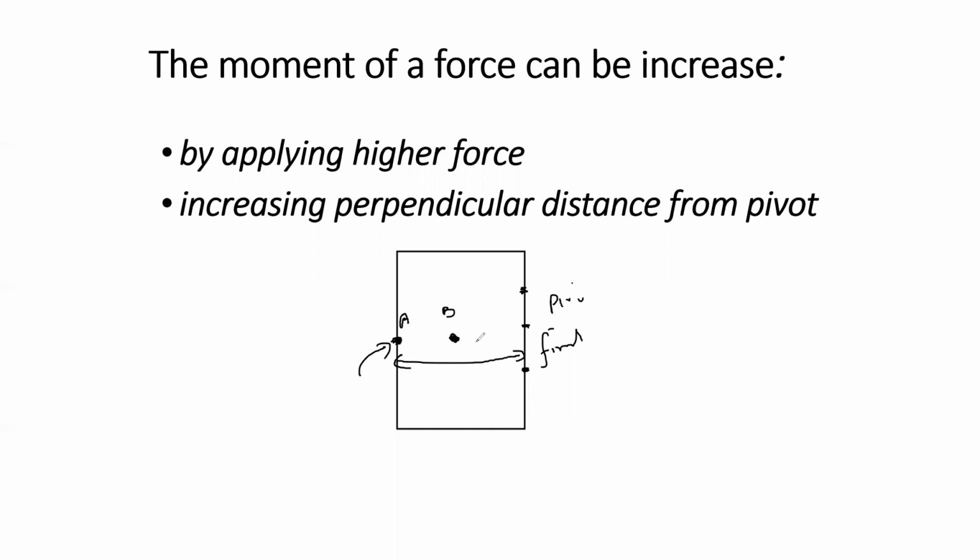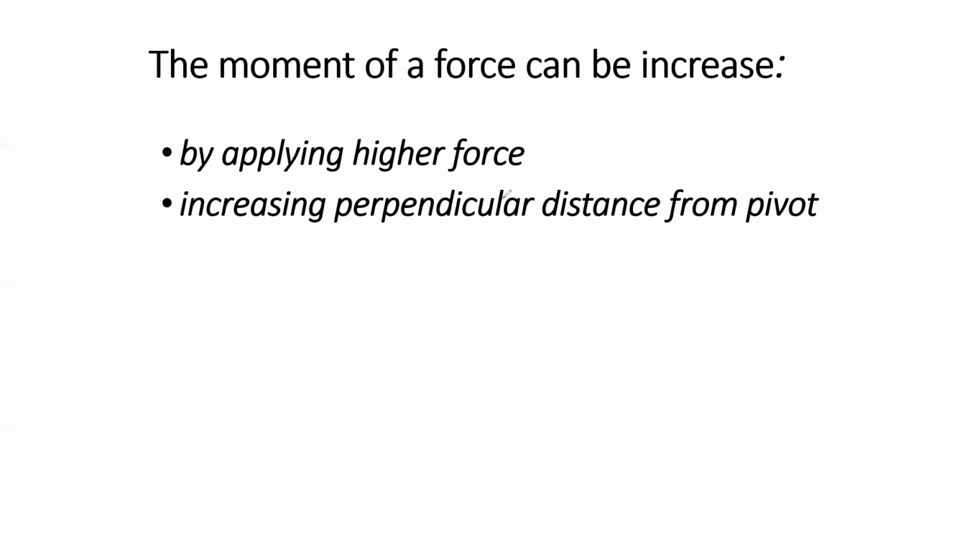If it was placed at position B, then we would have to apply a greater force to rotate this door. You can practice this: try to open the door from the end, or try to open the door by applying a force near the pivot. You will find that point C is difficult to open compared to point A. Is it clear, the idea of how we increase the moment? We can increase the turning effect by increasing the force or by increasing the perpendicular distance from the pivot.